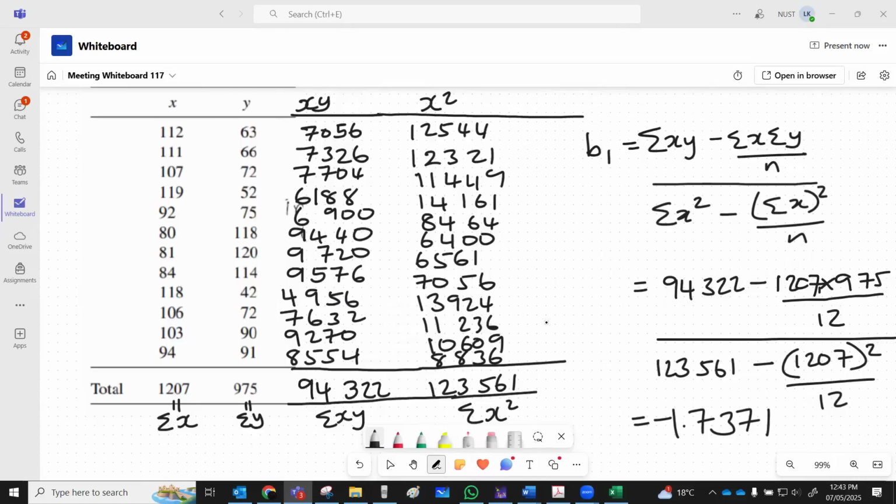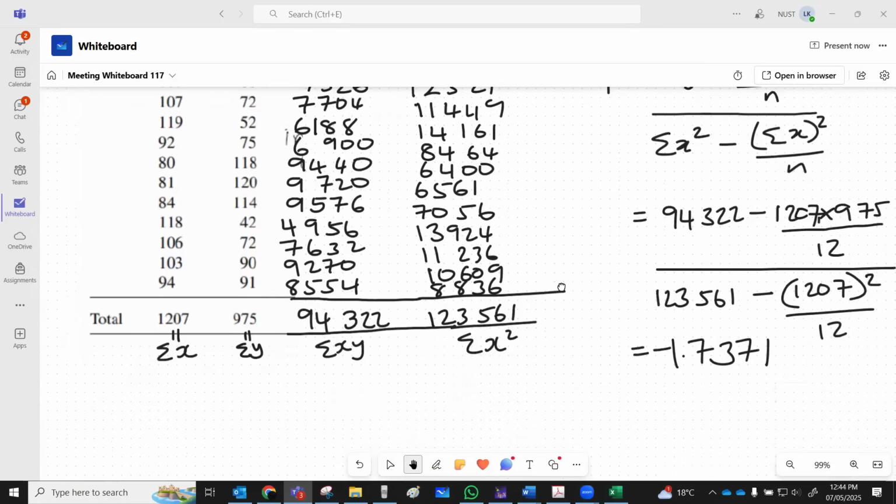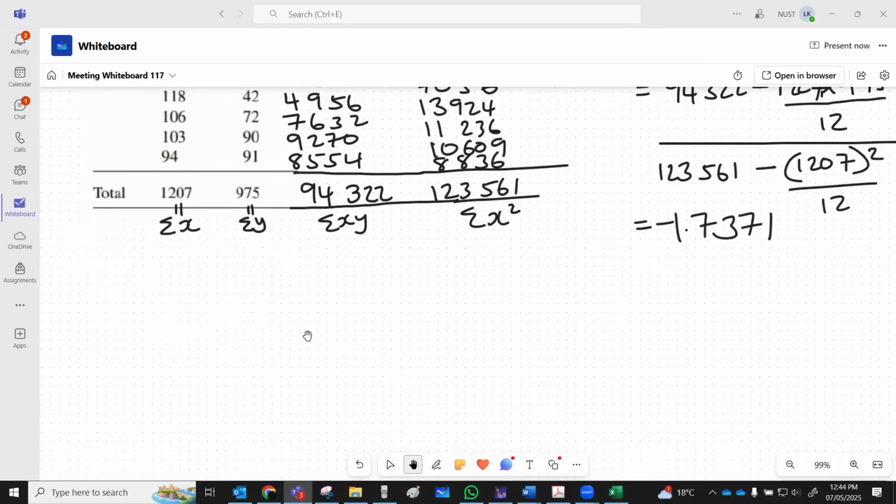So B1 and B0 are not necessarily restricted to being between 0 and 1, because these are your gradient and your y-intercept, so they can be any value. Okay, but we have B1 here. This is our gradient, and we know a negative gradient means the slope is going down. So after we have our B1, now we find our B0.